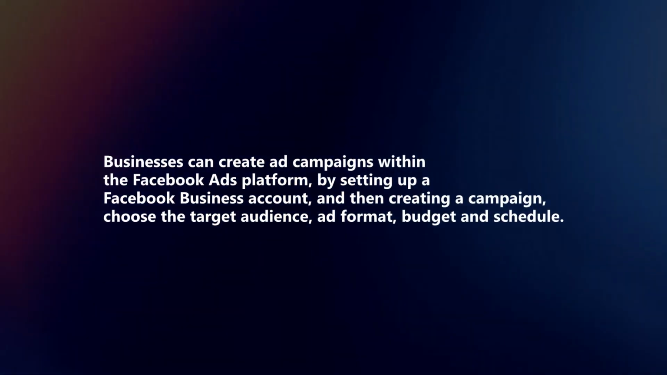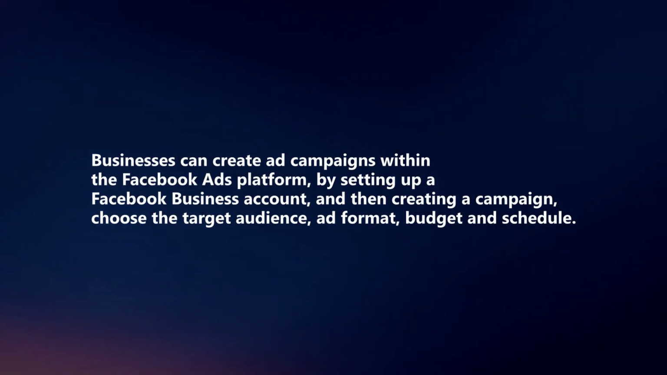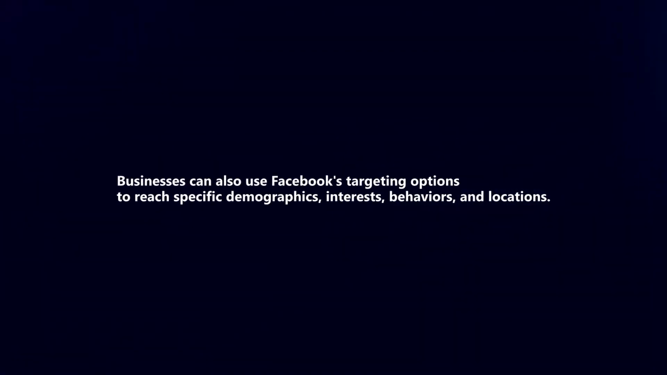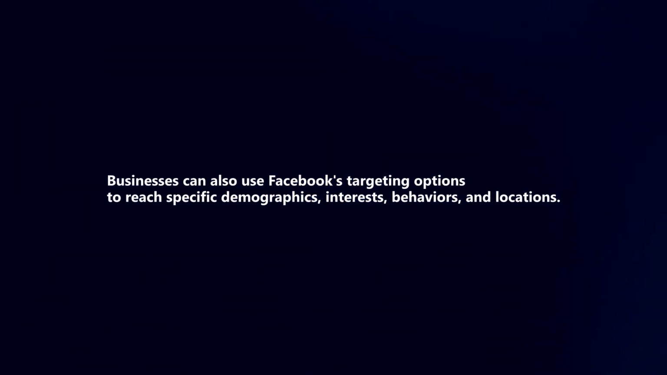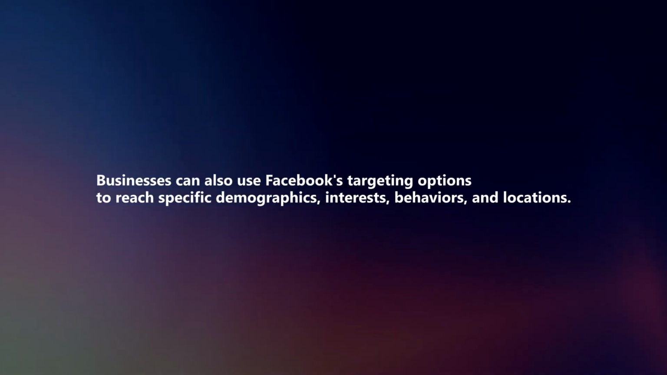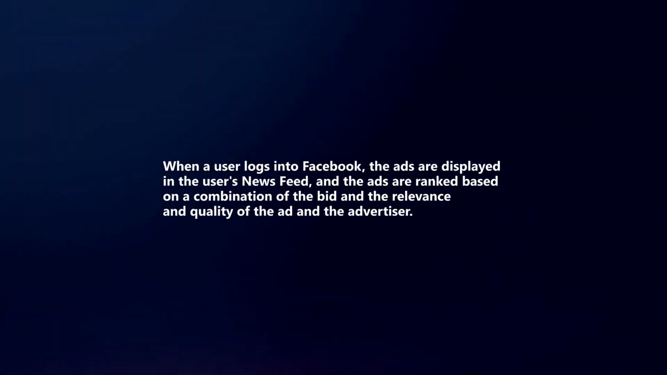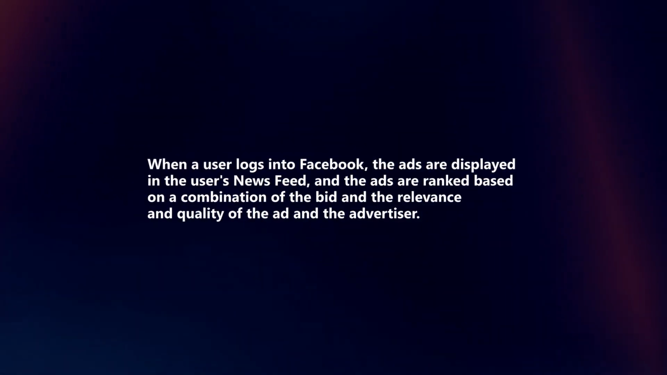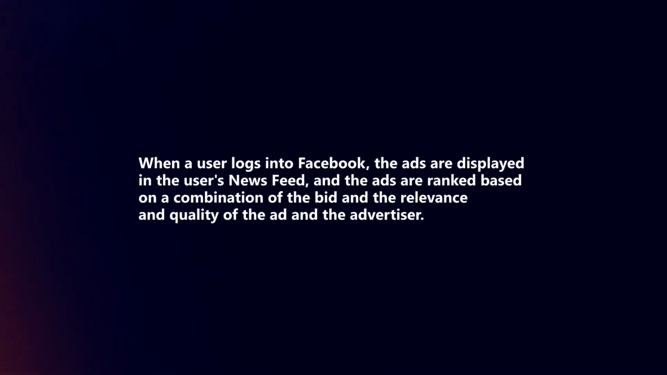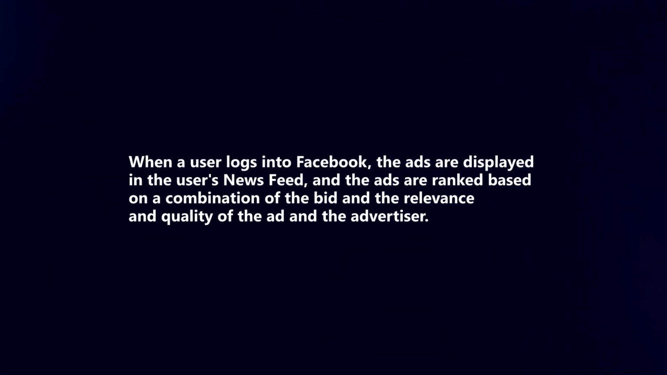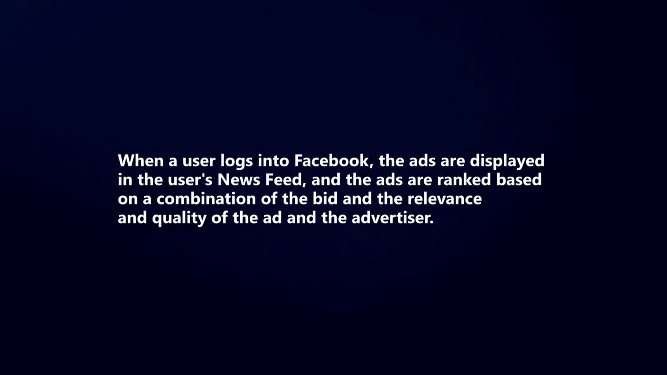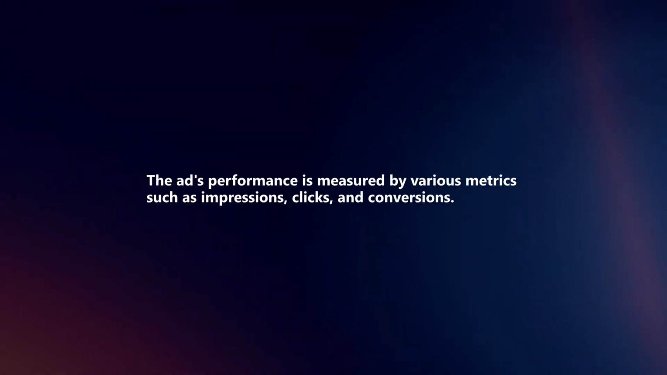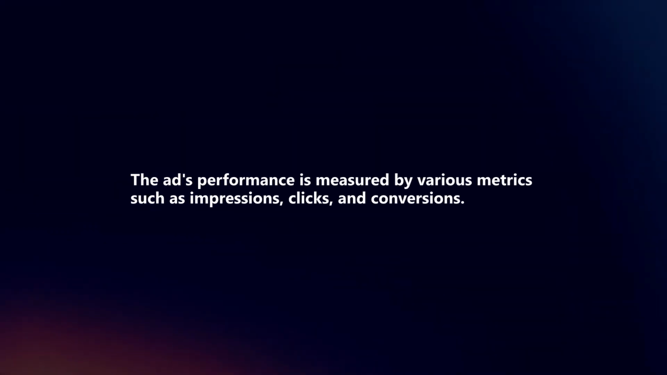Choose the target audience, ad format, budget, and schedule. Businesses can also use Facebook's targeting options to reach specific demographics, interests, behaviors, and locations. When a user logs into Facebook, the ads are displayed in the user's newsfeed, and the ads are ranked based on a combination of the bid and the relevance and quality of the ad and the advertiser. The ad's performance is measured by various metrics such as impressions, clicks, and conversions.